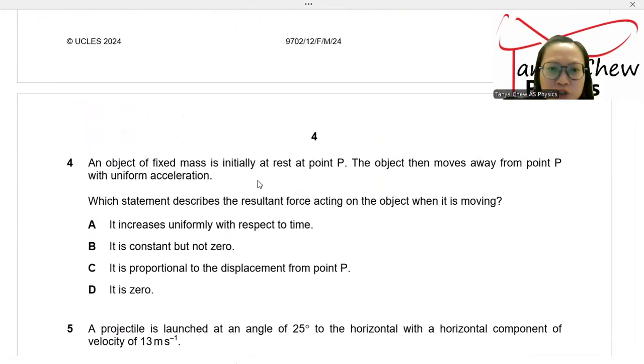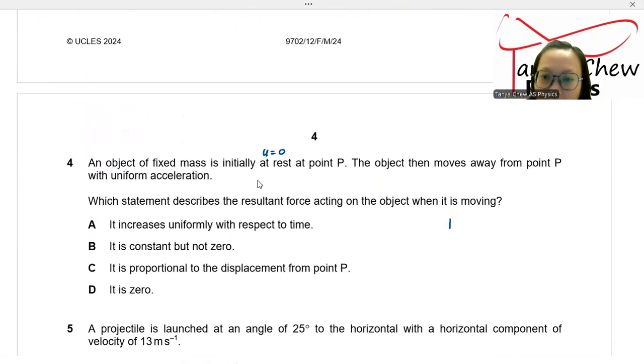Number 4, an object of fixed mass is initially at rest. When I see the word initially at rest, I straight away put U equal to 0 at point P. The object then moves away from point P with uniform acceleration. Uniform acceleration means constant acceleration. Which statement describes the resultant force acting on the object when it is moving?